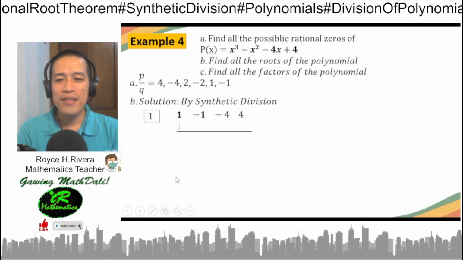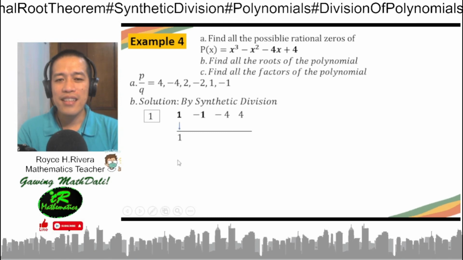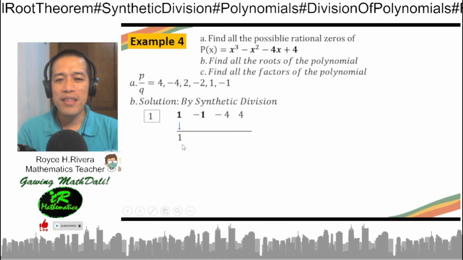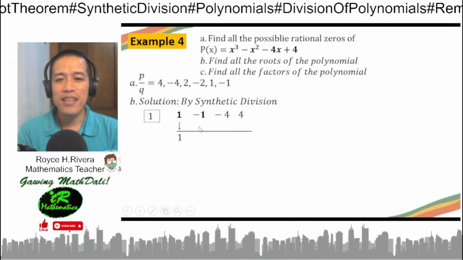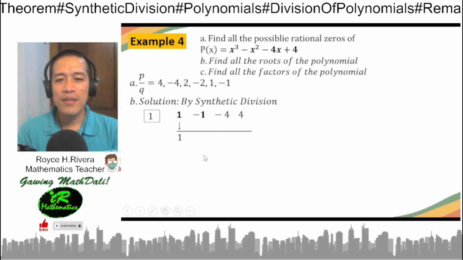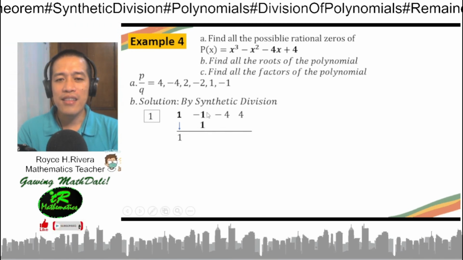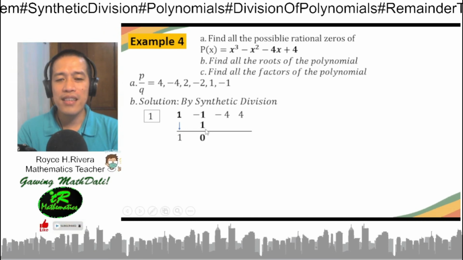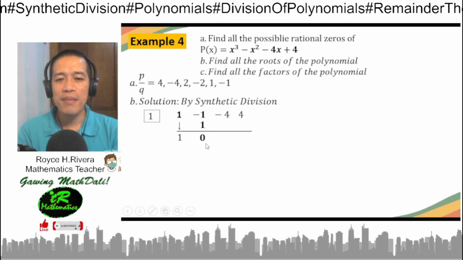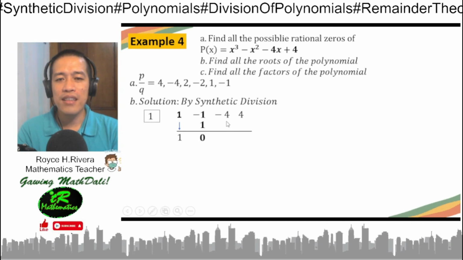We bring down the first coefficient. That is 1. We multiply 1 by the divisor. 1 times 1 is 1. We write it under the second coefficient. And we add negative 1 plus 1 is 0. We repeat the process. 0 times 1 is 0.